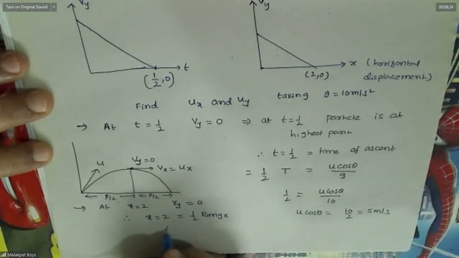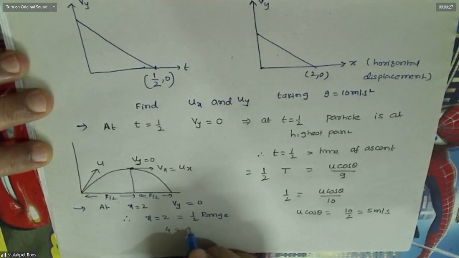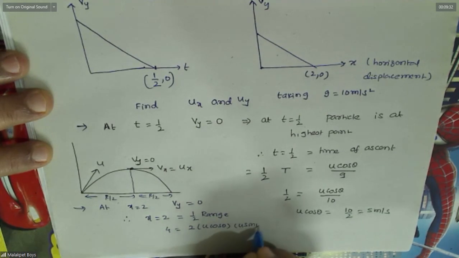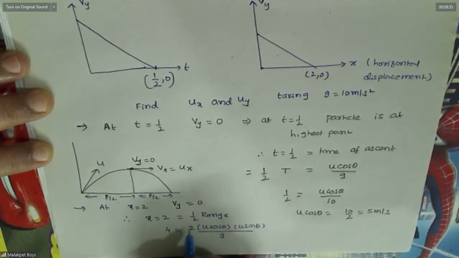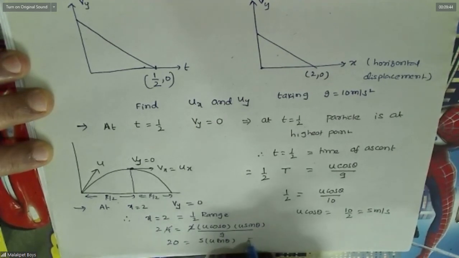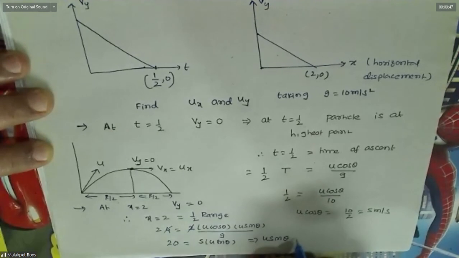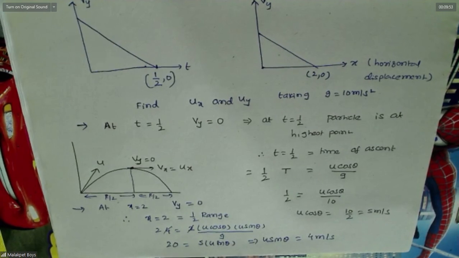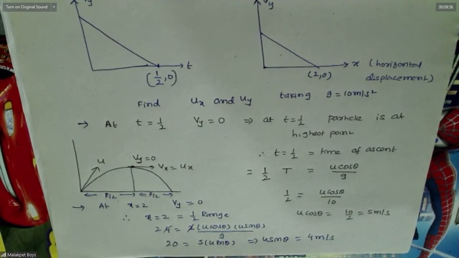So this 4 equals, see, I'll write this range in this form: U cos theta, U sin theta by g. Do you agree? This 2 will go away. This is 20, no? U cos theta is 5, so this implies U sin theta is 4. Thus you got both horizontal initial velocity and vertical initial velocity. Any doubt is there? No, sir.